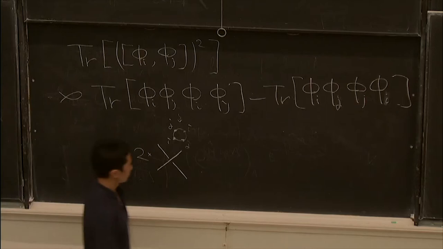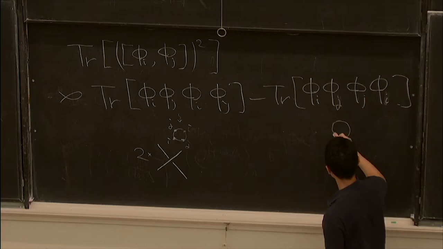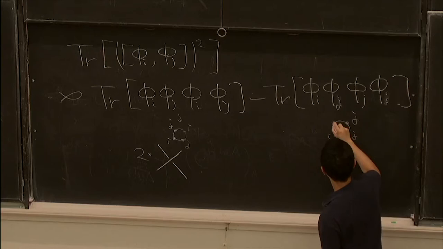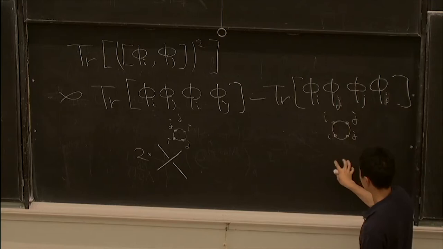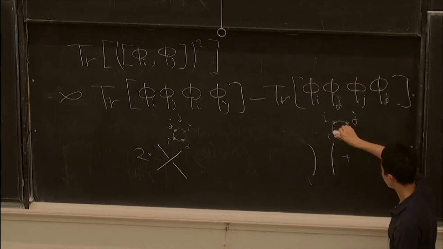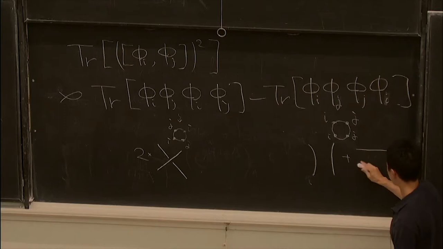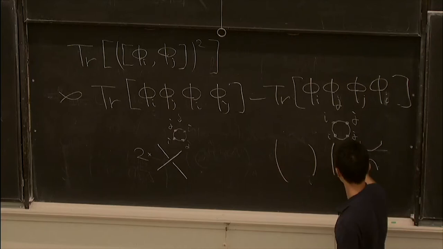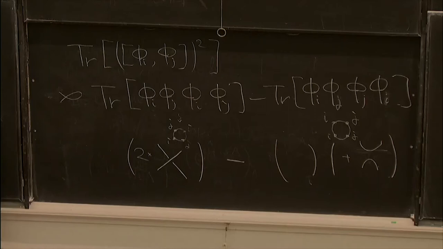On the other hand, let's consider what the other index structure gives you. This index structure is I, J, J, I. If you put this vertex in the usual way, you get an index structure where I goes to I and J goes to J. But you can also do the 90 degree rotation and insert it in that picture, and then you get something like this. So in total, you get this kind of index structure.